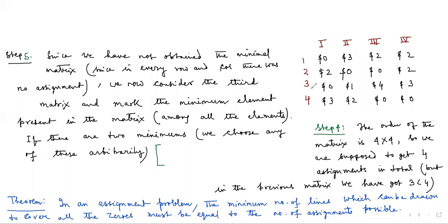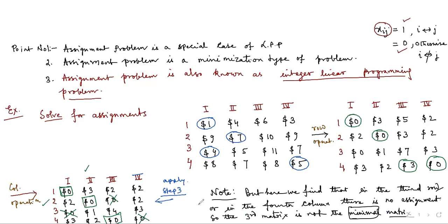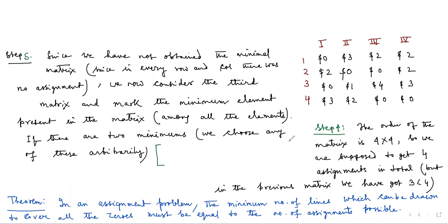What does that mean? It means that in the previous matrix, there are only 3 assignments. So I have to cover this assignment by drawing certain hypothetical lines. These lines will cover all the zeros. Why should I cover all the zeros? I'm going to talk about that. But the number of ways you can cover all the zeros should be equal to the number of assignments which was possible in the previous case.